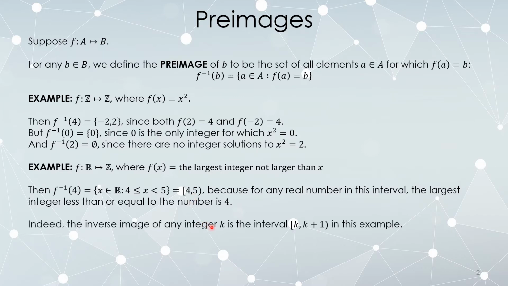In fact, if you pick any integer, the preimage of that integer will simply be this interval, from the number to the number plus 1, including the number I was trying to get out, but not including the next one.